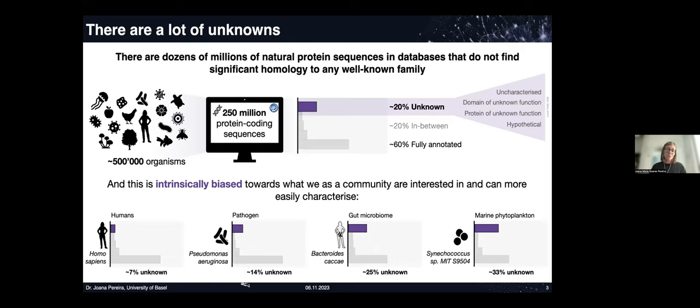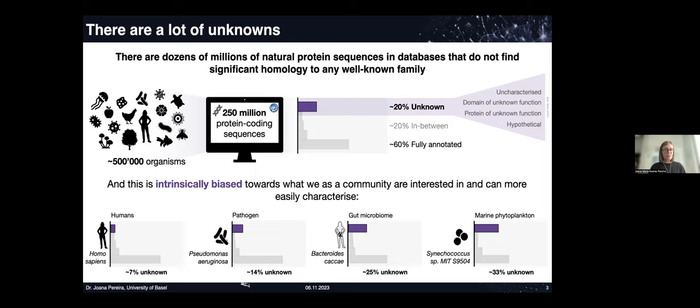But if we go to the environment, for example, especially to marine environments, there's a much higher fraction of such proteins. For example, this cyanobacterium, Synechococcus, it's about 30% of the proteins encoded by its genome. They cannot be annotated and they're just named hypothetical proteins. So the question is, well, what is hidden in these proteins? Why are they so poorly annotated?